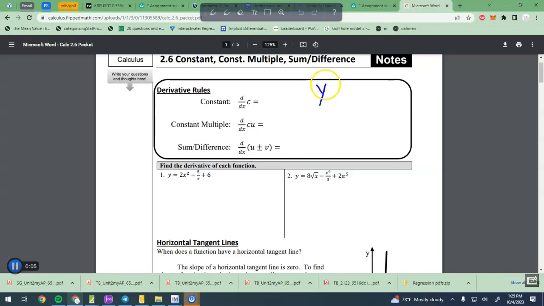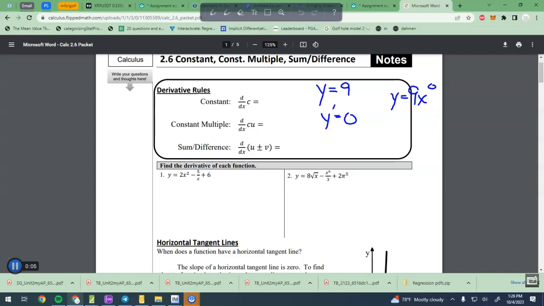Well, two ways to think about it. Let's say I had y equals 9. That's a constant, right? Derivative is just slope. All the derivative is slope. So what kind of line is that? Don't say straight. What kind of line is it? Horizontal. What's the slope of any horizontal line? 0. So what's the derivative of that? 0.